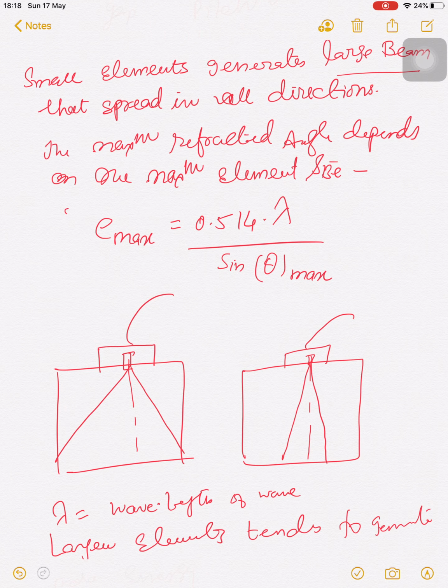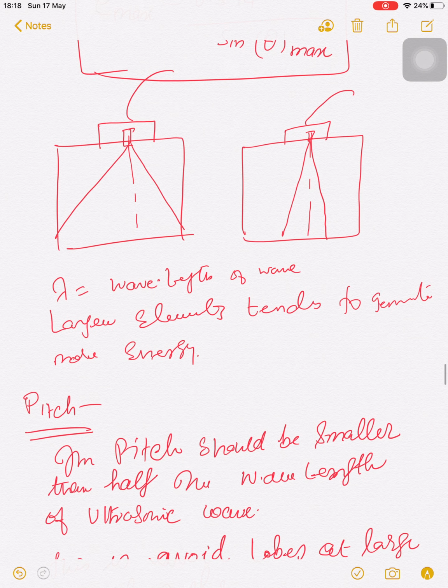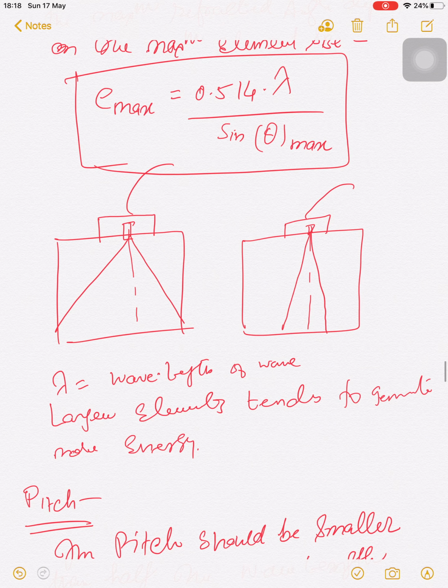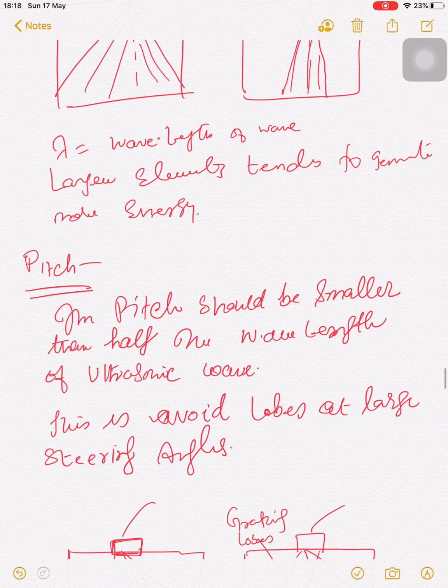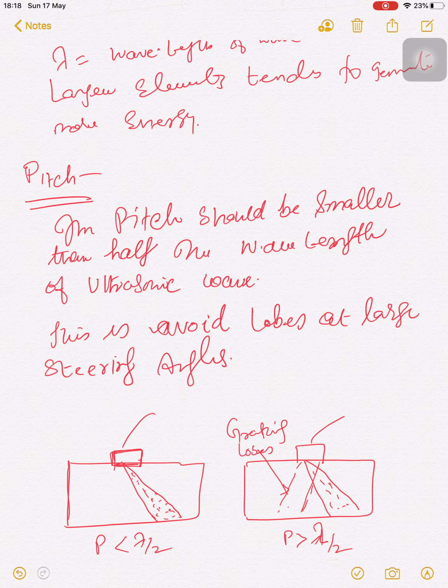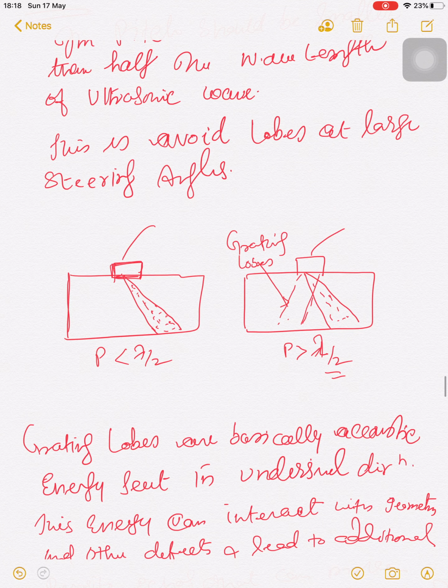These are the formulas which we can use to calculate. If you see in this case, the covering spread is the maximum, but in this case the spread is less. If lambda is your wavelength, larger elements tend to generate more energy. If your number of elements is less, then it will generate less energy. What is the pitch? Pitch should be smaller than half the length of the ultrasonic wavelength. This avoids the lobes at the larger steering angle.